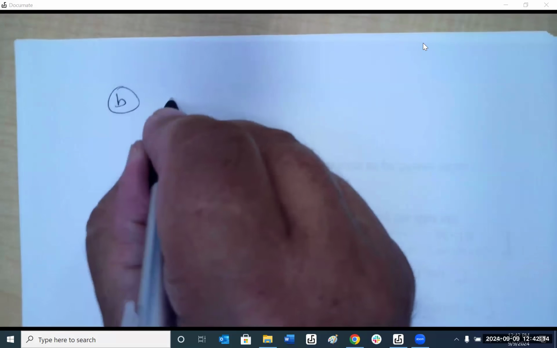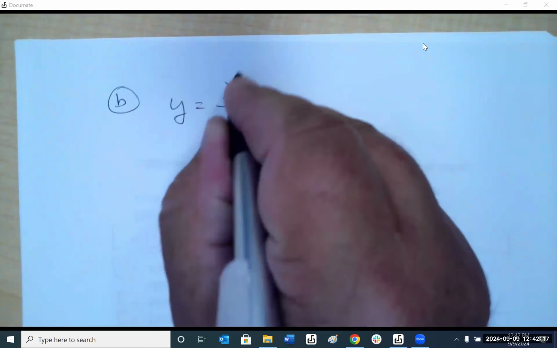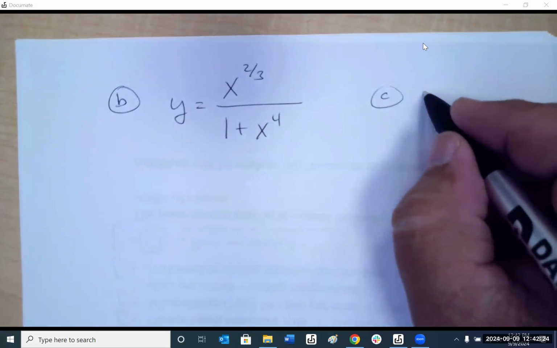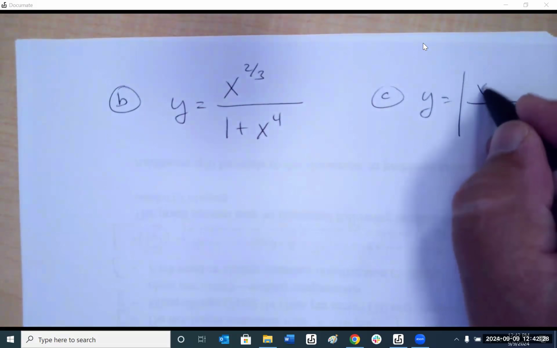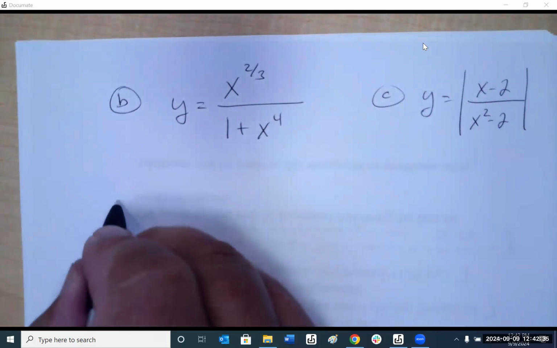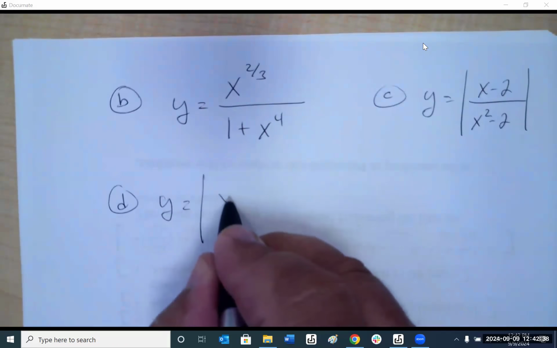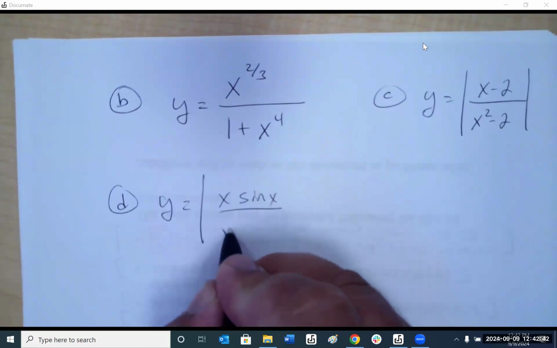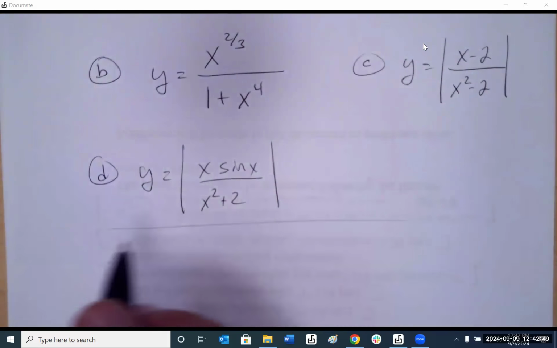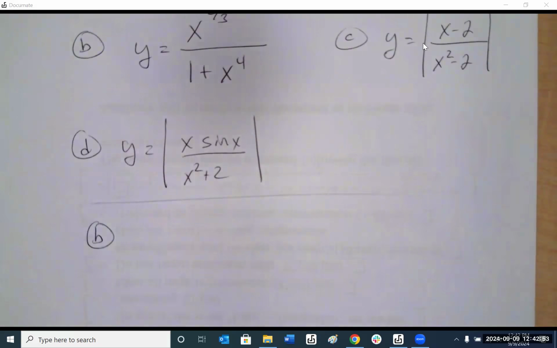How about B? B is y equals x to the 2/3, over 1 plus x to the 4th. Same thing with C, actually. x minus 2, x squared minus 2. x sine x, x squared plus 2. So, what about B? Where is it continuous on its natural domain?